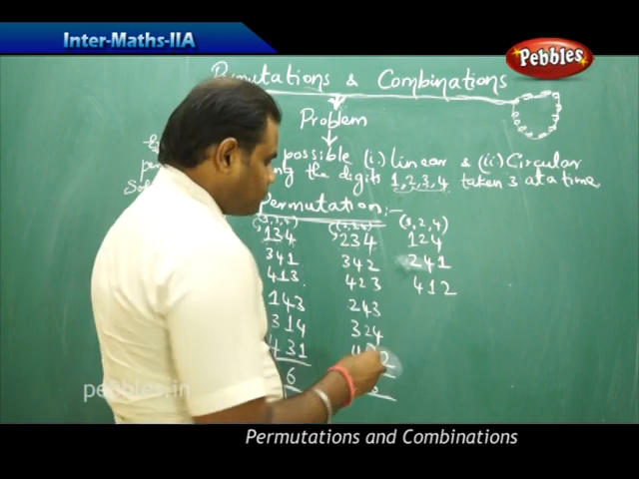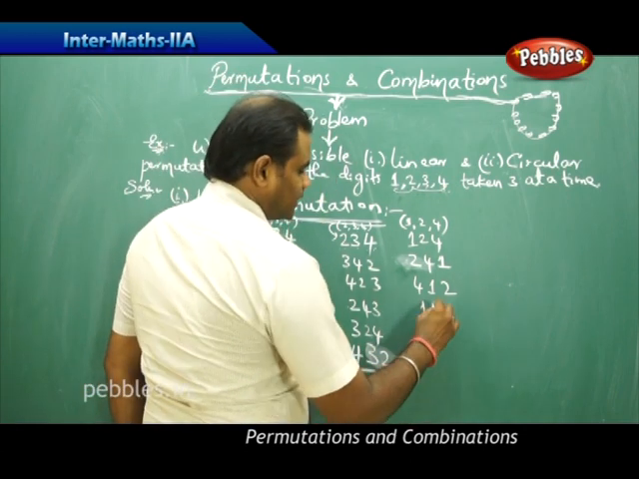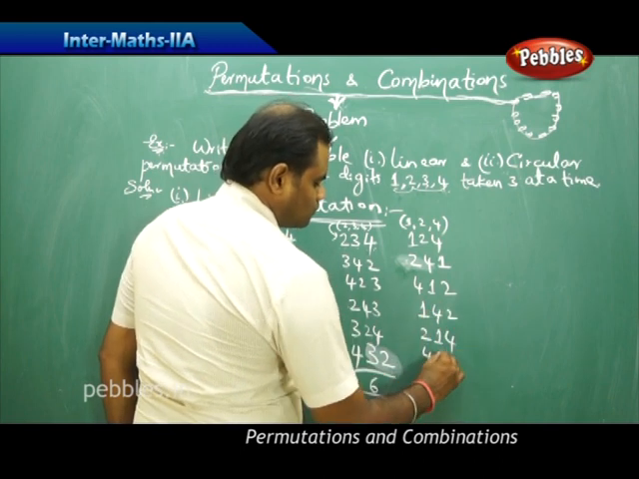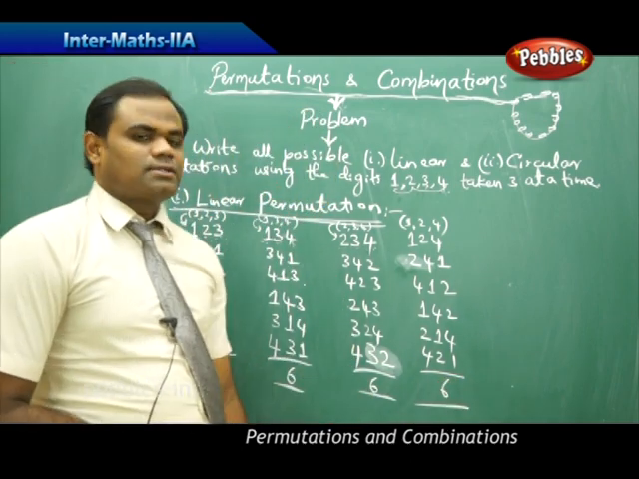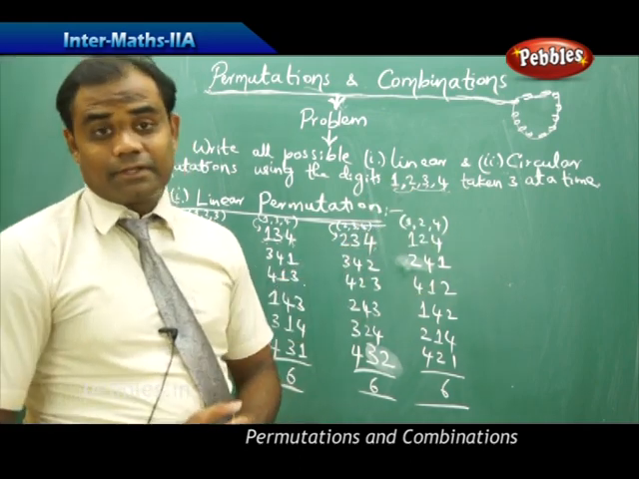And then finally, fixing the first digits 1, 2, 4, I get 2, 4 reduces to 4, 2, 4, 1 to 1, 4, 1, 2 to 2, 1, which comes out with 6 different ways of forming a 3-digit number from the 4 digits taken 3 at a time.